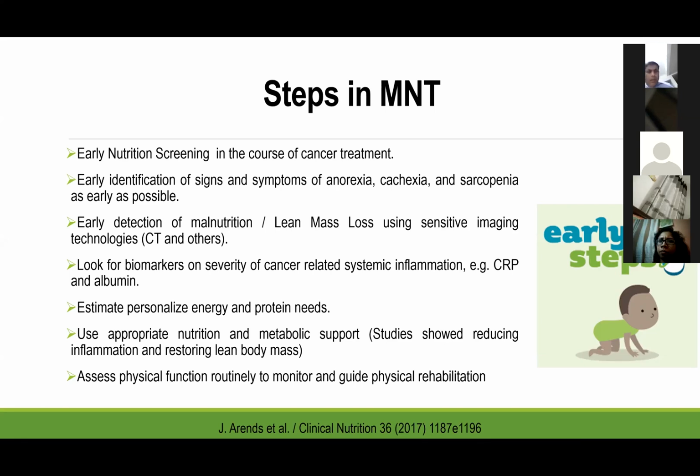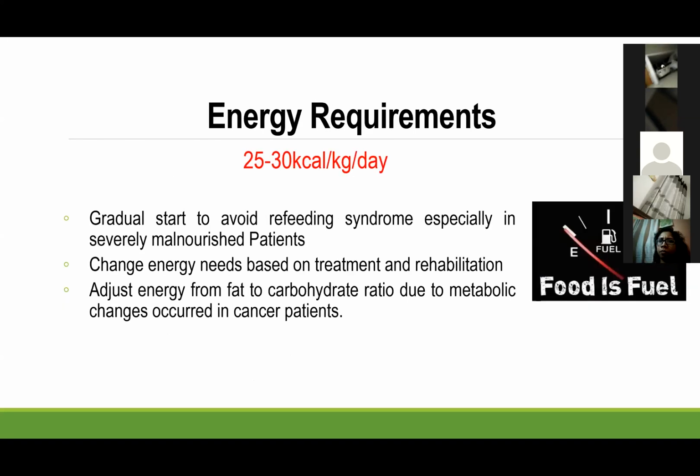Then assess the physical function routinely to monitor and guide the physical rehabilitation. So these are the very basic steps that we have to follow in medical nutrition therapy. When it comes to the other component, the energy requirement: usually these patients need about 25 to 30 kilocalories per kilogram of body weight per day. And especially there are some patients who are severely malnourished.